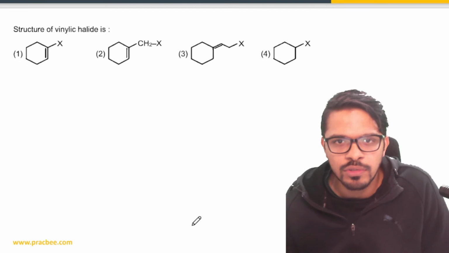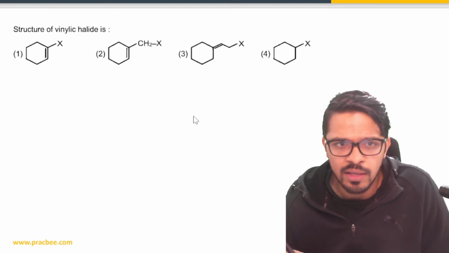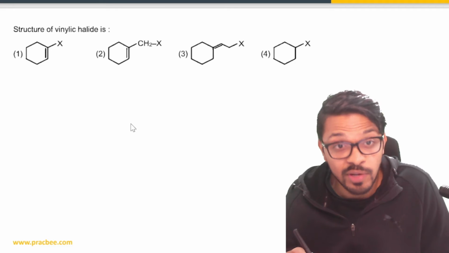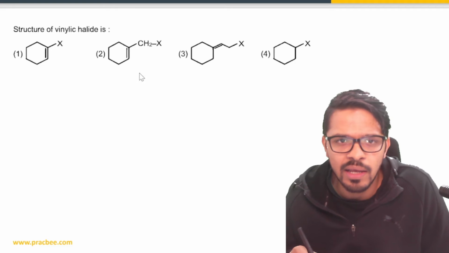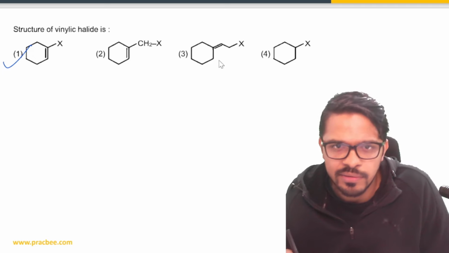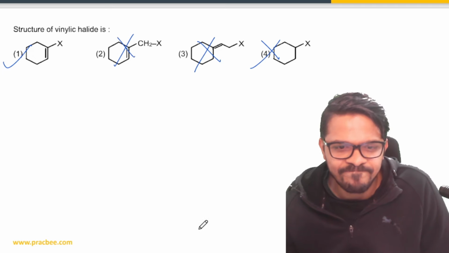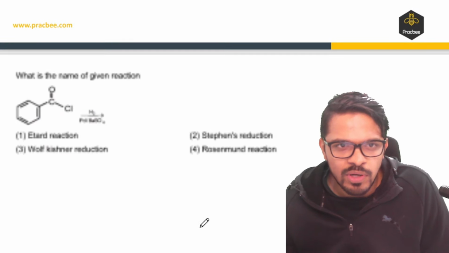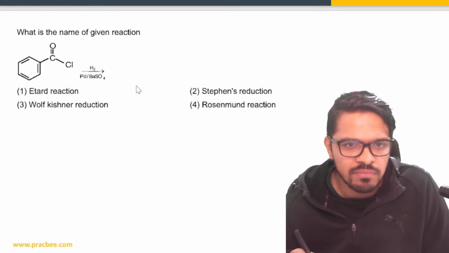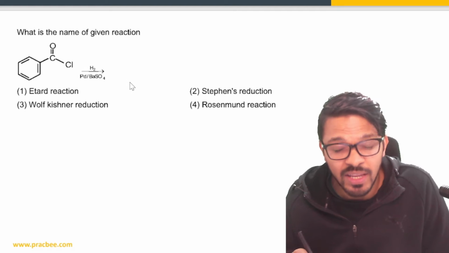Again, a very simple question. We just discussed vinylic halide, right? Allylic halide we know, this is vinylic halide. All these are nonsense options. What type of questions are we seeing in this JEE Mains?